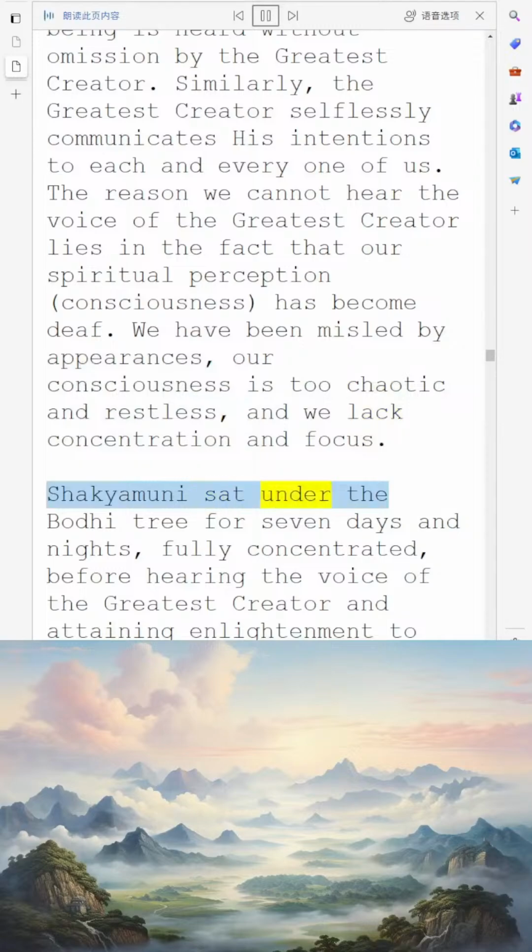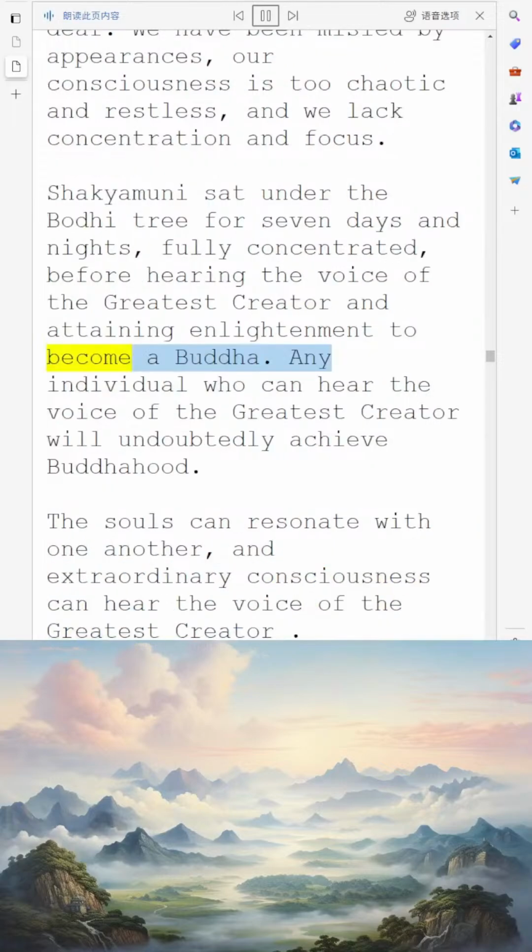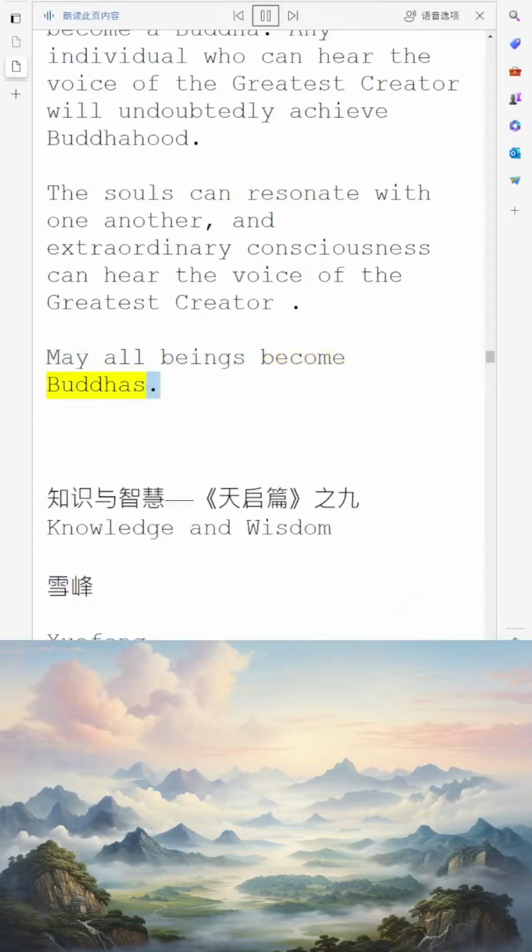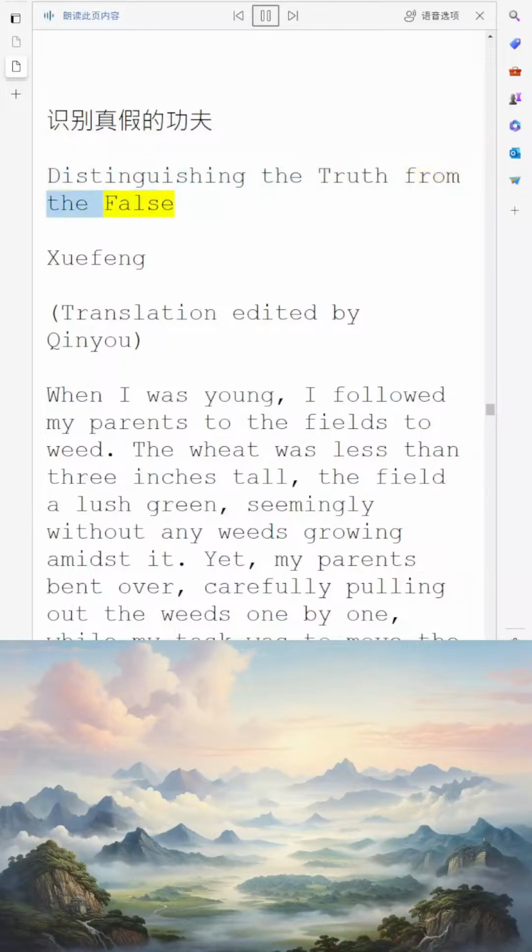Shakyamuni sat under the Bodhi tree for 7 days and nights, fully concentrated, before hearing the voice of the greatest creator and attaining enlightenment to become a Buddha. Any individual who can hear the voice of the greatest creator will undoubtedly achieve Buddhahood. The souls can resonate with one another, and extraordinary consciousness can hear the voice of the greatest creator. May all beings become Buddhas, distinguishing the truth from the false.